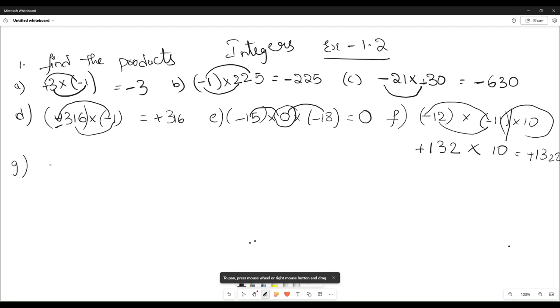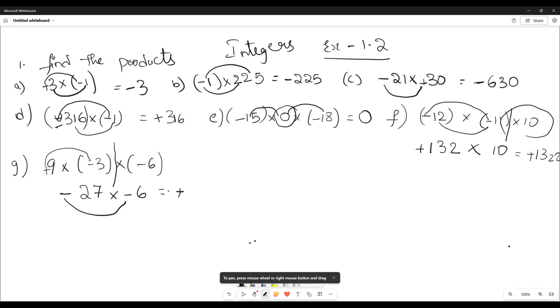And the seventh sum is 9 into minus 3 into minus 6. Again, make it two parts. What is positive into negative? Negative. 3 nines are 27. The next part is minus 6. And negative into negative is always positive. 27 into 6, what we get? 162.